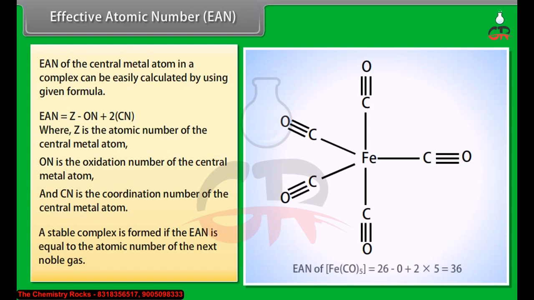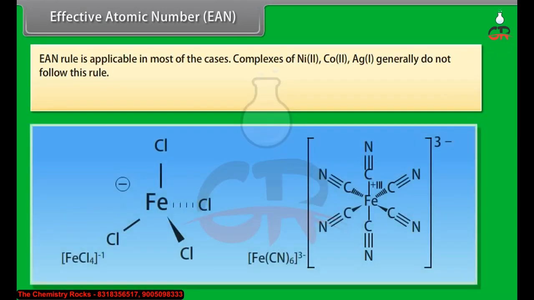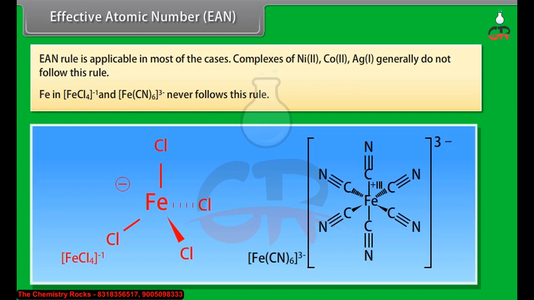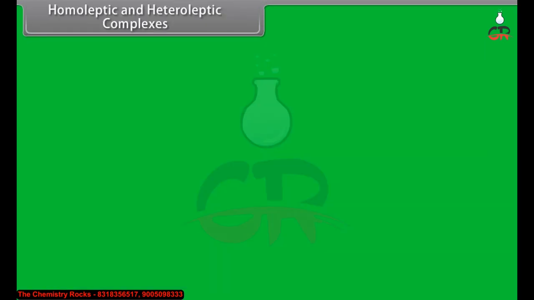For example, EAN of [Fe(CO)5] is equal to 26 minus 0 plus 2 into 5, which is equal to 36. The EAN rule is applicable in most of the cases. Complexes of Ni2+, Cu2+, Ag+ generally do not follow this rule. Fe in [FeCl4]- and [Fe(CN)6]3- never follows this rule.